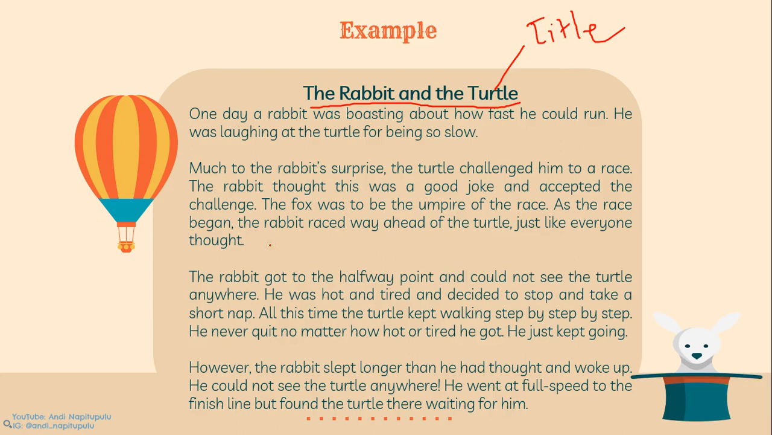So let's determine the generic structure. This one, you know that this one is the orientation. Why? Because this one introduces the story, introduces the character, how fast he could run, right? Yes. And after that, this is about the complication. What is the second part?